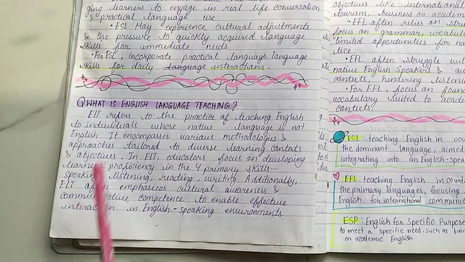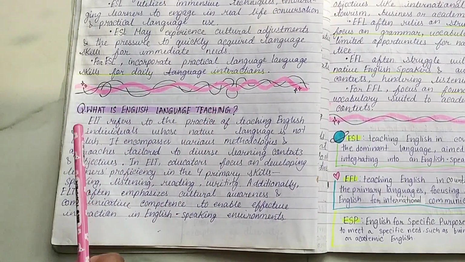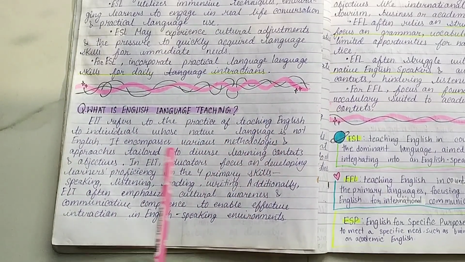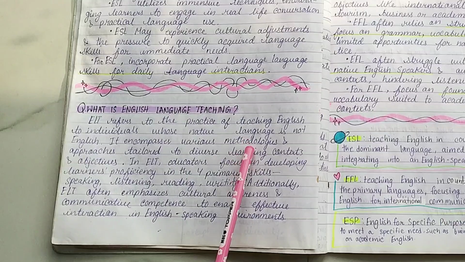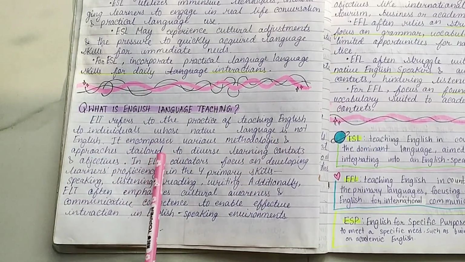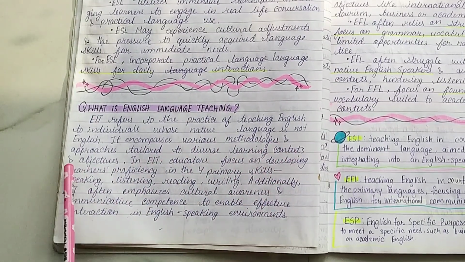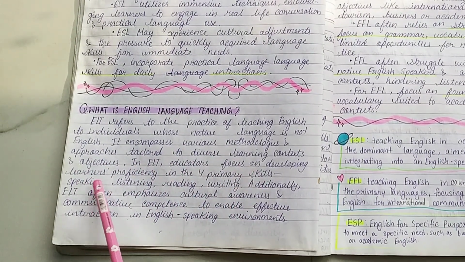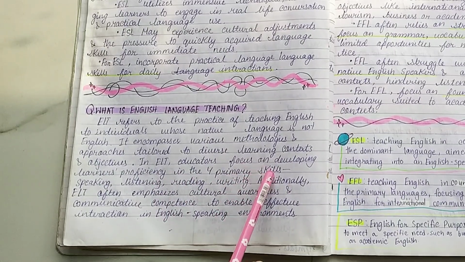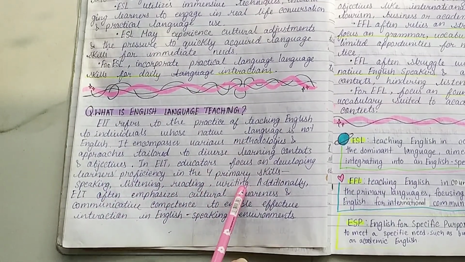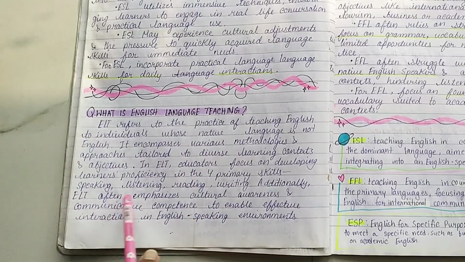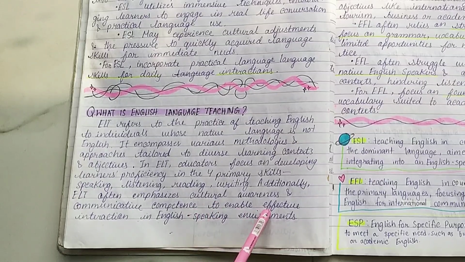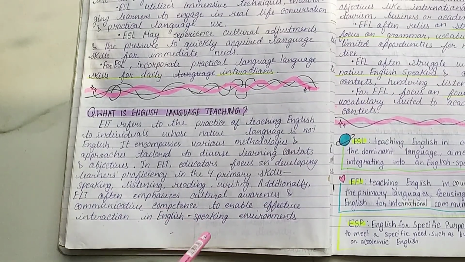First, let's start with what English language teaching is. ELT refers to the practice of teaching English to individuals whose native language is not English. It encompasses various methodologies and approaches tailored to diverse learning contexts or objectives. In ELT, educators focus on developing learners' proficiency in the 4 primary skills: speaking, listening, reading, and writing. Additionally, ELT often emphasizes cultural awareness and communicative competence to enable effective interaction in English-speaking environments.